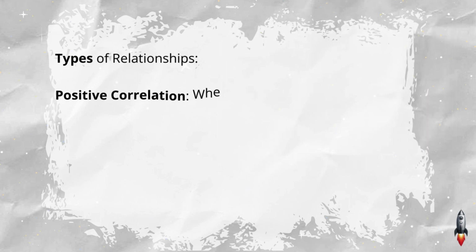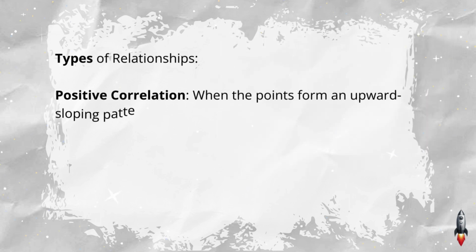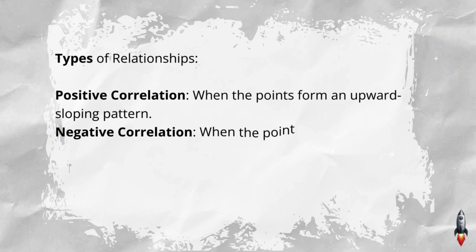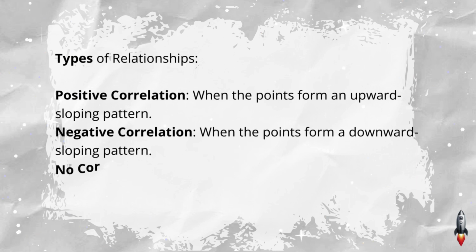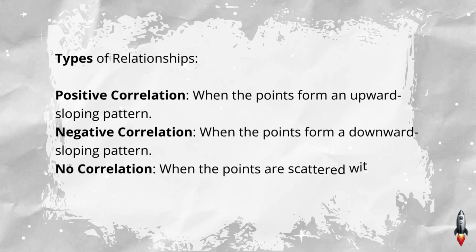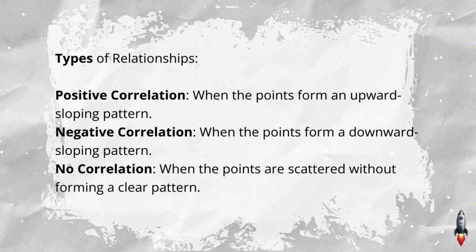Types of relationships. Positive correlation, when the points form an upward sloping pattern. Negative correlation, when the points form a downward sloping pattern. No correlation, when the points are scattered without forming a clear pattern.